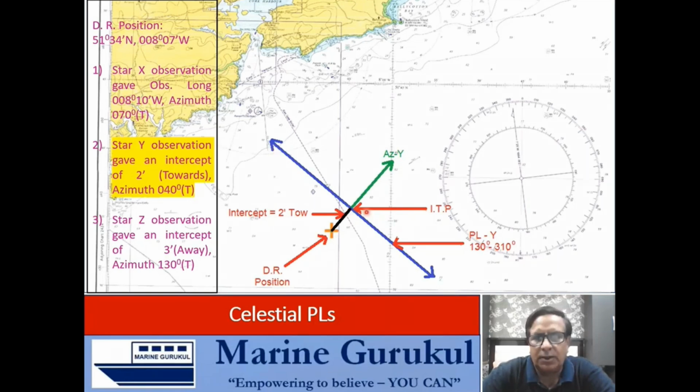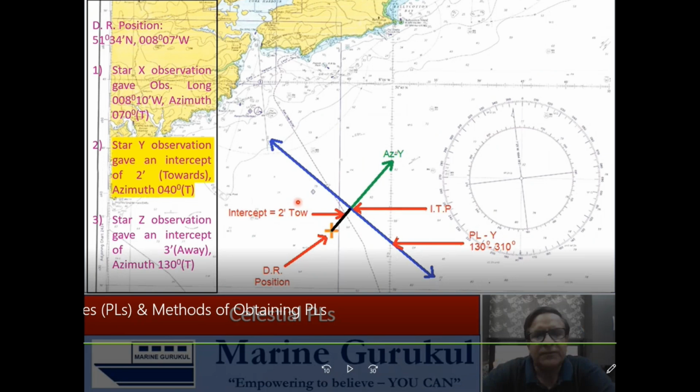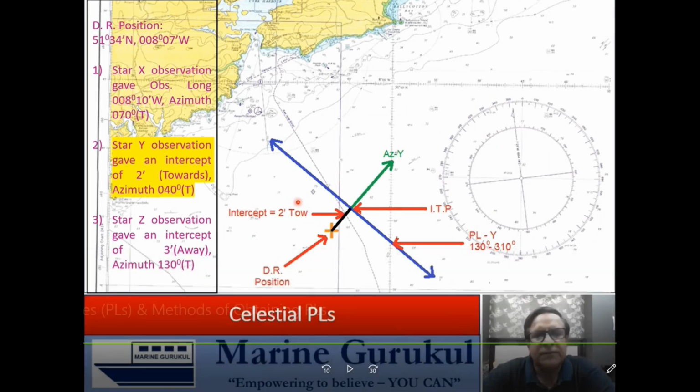Through this point, we draw a PL perpendicular to azimuth. So azimuth was 040, so PL direction becomes 130 to 310. And this segment represented by the black line here represents the intercept towards of 2 miles. So this is the intercept plot, beta. Let me know in case any doubt is there in any of the items.